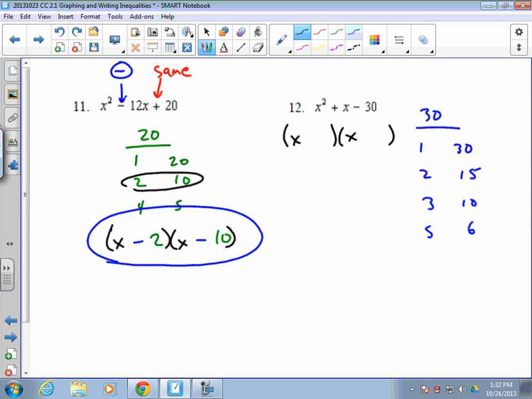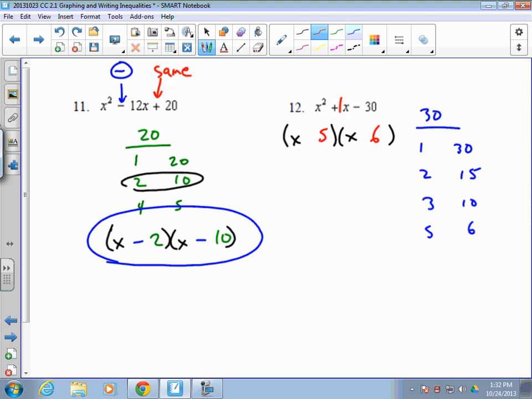Then you have to do FOIL backwards. You have to choose one of those pairs of factors that you can add together and get to your b value, which is not shown here, but it's 1. 1 and 30, when you add them together, is either going to give you the number 29 or 31. 2 and 15 is either going to give you the number 13 or 17. 3 and 10 is either going to give you 7 or 13. 5 and 6 is either going to give you 1 or 11. So we have to use 5 and 6.